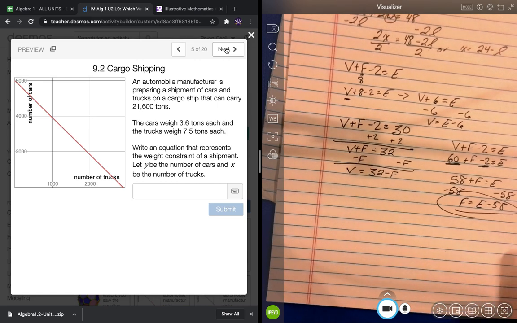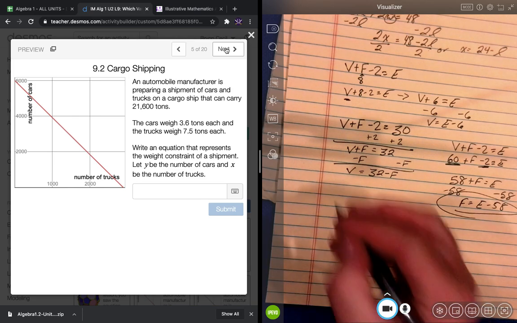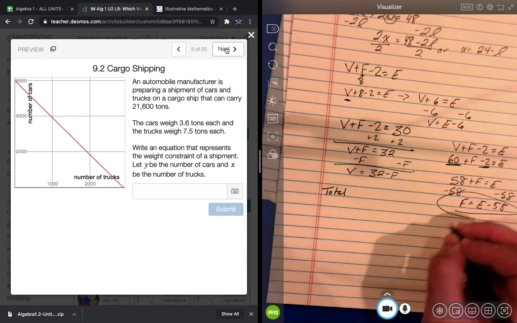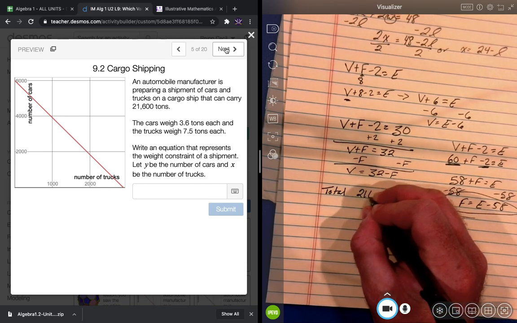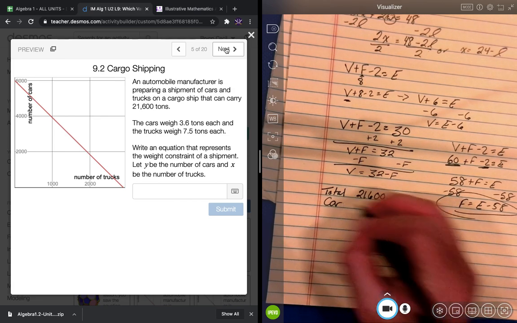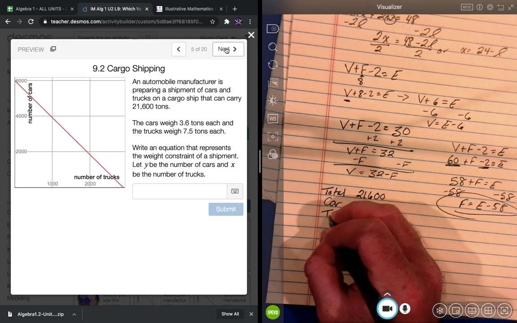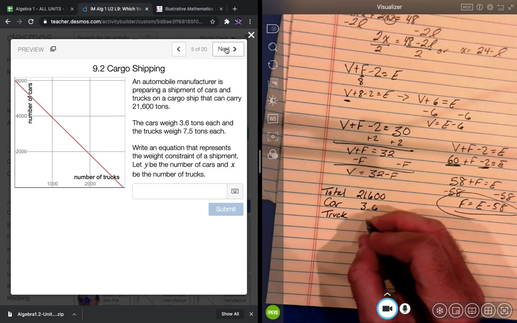All right, let's talk about some automobiles, shall we? You have a shipment of cars and trucks on a cargo ship that can carry 21,600 tons. A car weighs 3.6, a truck weighs 7.9, or 7.5, I'm sorry. So, guys, let's talk about what we know. We know the total is 21,600. We know that a car is 3.6. We know that a truck is 7.5.